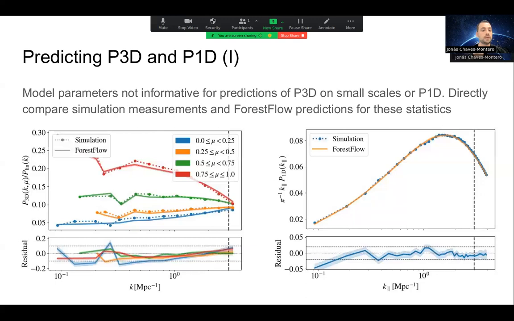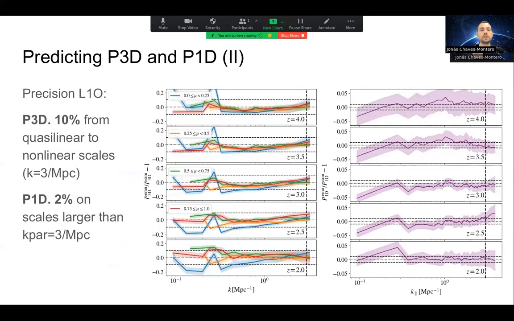As you can see here in the left panel and the right panel, these are the three-dimensional power spectrum and the one-dimensional power spectrum, predicted from ForestFlow, solid lines, and measured from the simulation, dotted lines. The precision for the three-dimensional power spectrum is around 10%, and for the one-dimensional power spectrum 1%. And this is impressive because even K-beams emulators, designed directly just to predict the one-dimensional power spectrum, get more or less the same level of precision. Even though this emulator is also predicting the three-dimensional power spectrum with very good precision. But this is just at the center of the parameter space.